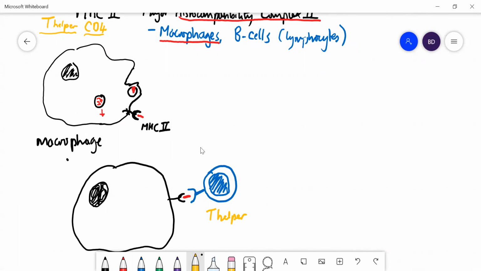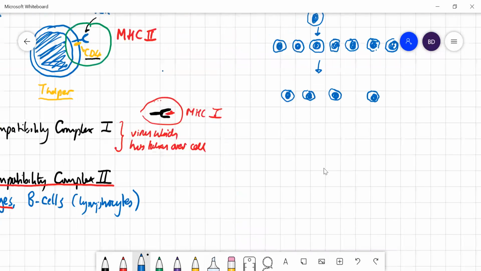So the T helper cell, and of course the T helper cell has got the CD4 molecule in there, helping out the T cell receptor. This blue one is the T cell receptor. Just to remind ourselves that every different lymphocyte has got a different T cell receptor. How does that occur? Well, we remind ourselves, here we go up here.